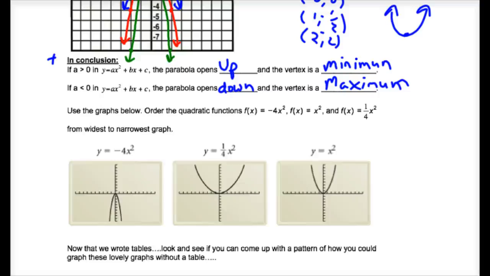Graphs below. See if you guys can do this. There's 4 equations with 4 pictures from a graphing calculator. Match up the 4 equations with each parabola without any work.